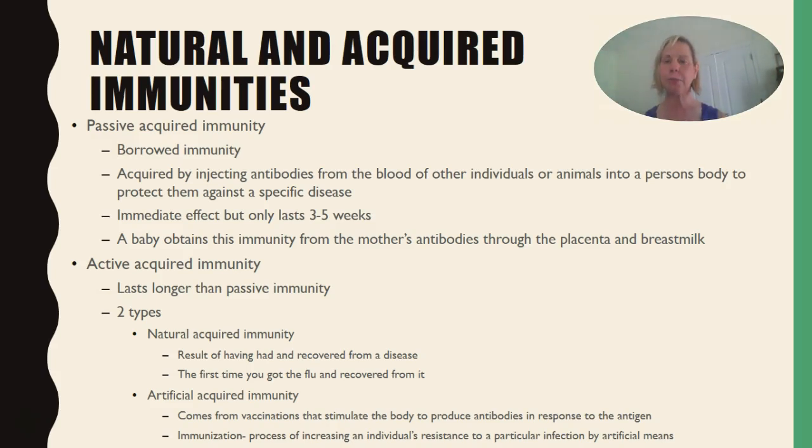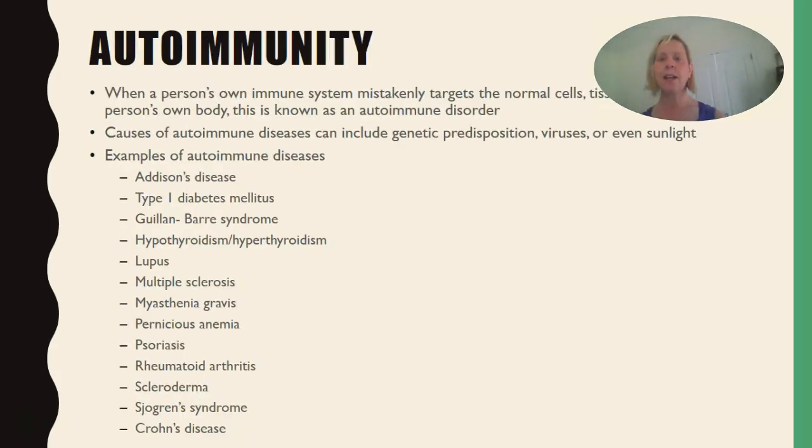I wanted to back up to this passive acquired immunity because a baby also gets immunity from its mother's antibodies through the placenta and through breast milk. The reason why that is so important is because a baby is always with the mom. And so if a mom is exposed to something, the baby's going to be exposed to the same thing. So it makes sense that they would have the same antibodies through breast milk that the mom has in her body because she's been exposed to things that the baby would be exposed to at the same time.